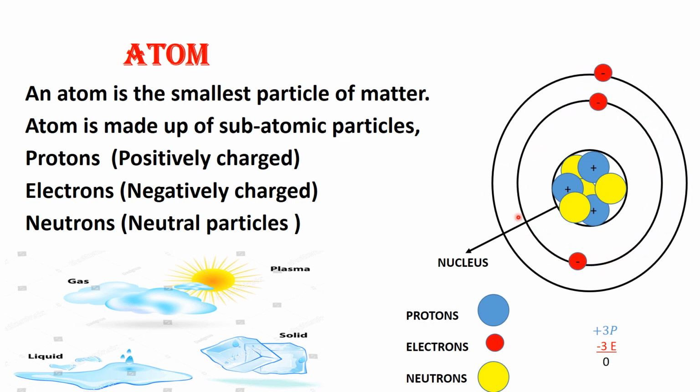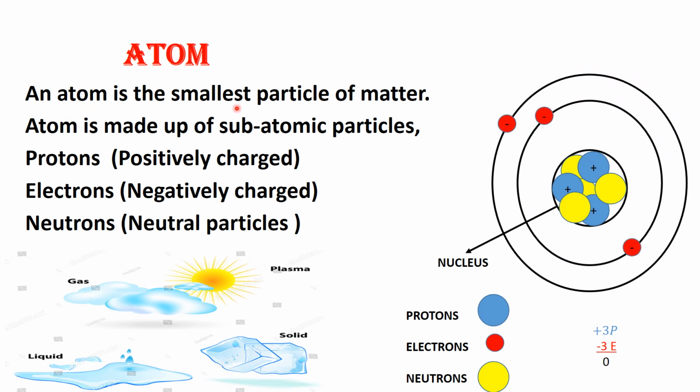The electrons of an atom and the protons are attracted to each other by a force called the electromagnetic force. Since the number of protons in an atom is the same as the number of electrons, overall an atom has no charge.